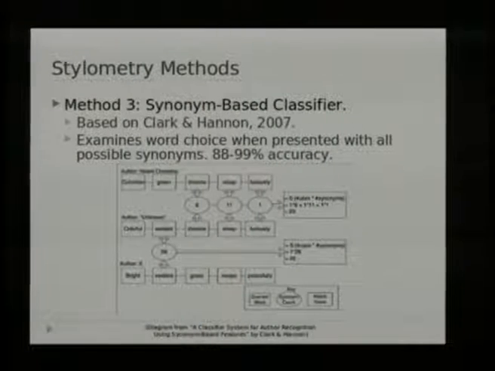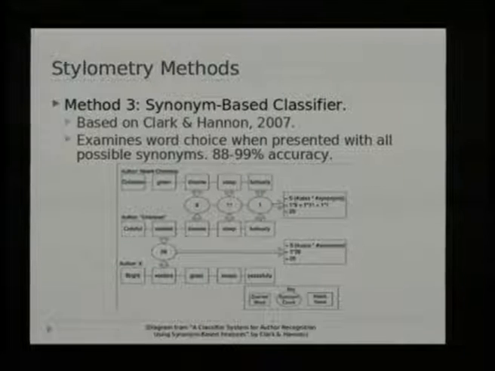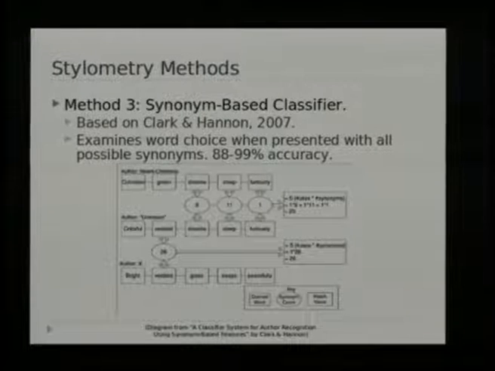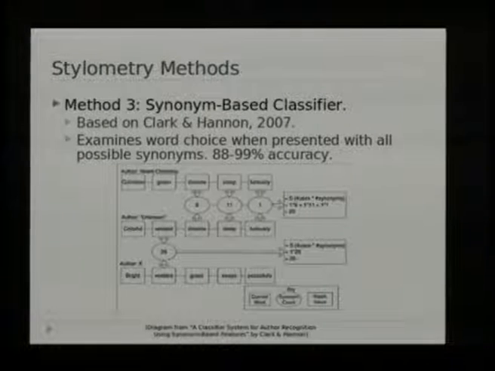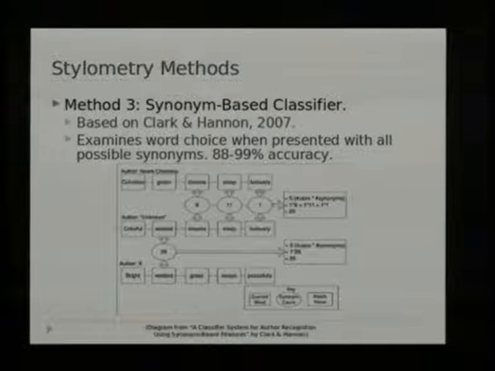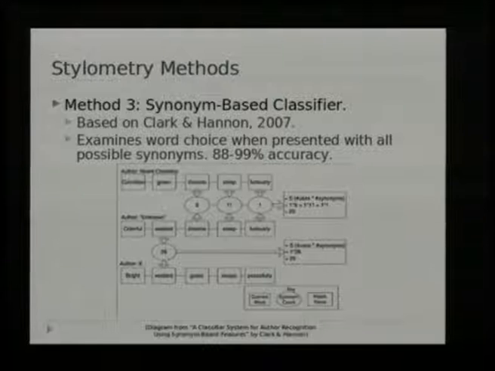And the third method was a synonym-based classifier. This one is unique in that it looks not at any of the sentence structure of the text, but at the actual word choices. So here's an example of 2 authors. One is Noam Chomsky, and one is this author X. The Noam Chomsky passage is "colorless green dreams sleep furiously," and author X is "bright, verdant grass sways peacefully." Now these sentences seem very, very different. And we have this new sentence in the middle that's "colorful, verdant dreams sleep furiously."